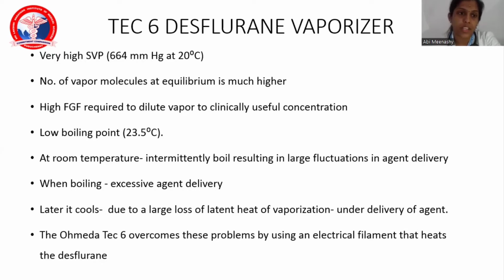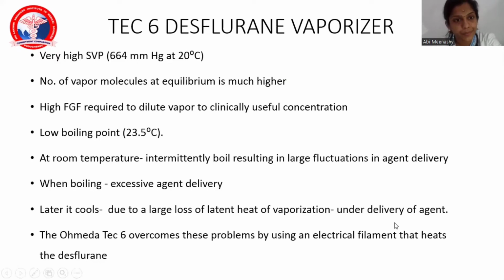It also has a very low boiling point, that is 23.5 degrees centigrade. So at room temperature, it will be boiling intermittently. If it boils intermittently, what will happen? Temperature increases, vaporization will increase. Temperature decreases, vaporization will decrease. So there will be a fluctuation in the output. You don't want a fluctuation in output. You want your output to be stable.